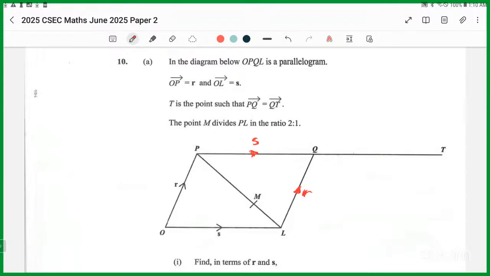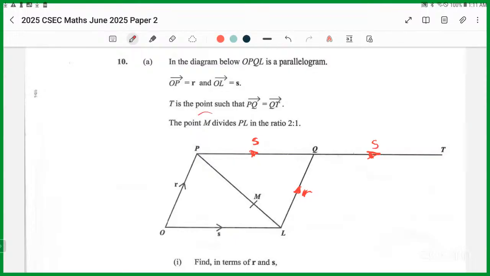Right? So then it says T is a point such that PQ, that's this length, is equal to QT, that's this length. So it's the same straight line. That means that this point is just the midpoint. And so this length and this length are the same, and the direction is the same. So the vector out from Q to T is also S. Same length as this, same direction, equal vector. So this vector out here is also S. That's right, that is a good point. That vector is also S.